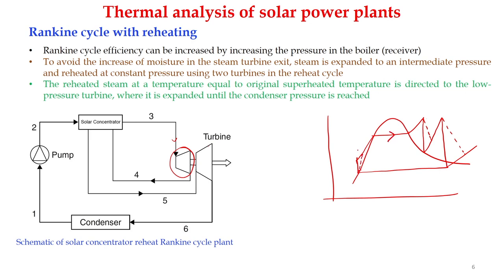So, this is something like 2', 3, then we will have 4', then again we have 5, then this will be 6', this may be 1. This is 2, and this is the T-S diagram, temperature-entropy diagram. So, first 3 to 4 is the expansion in the turbine, and then again you have to heat it to attain the same temperature attained at 3, and then it is expanded again in the second turbine, right.